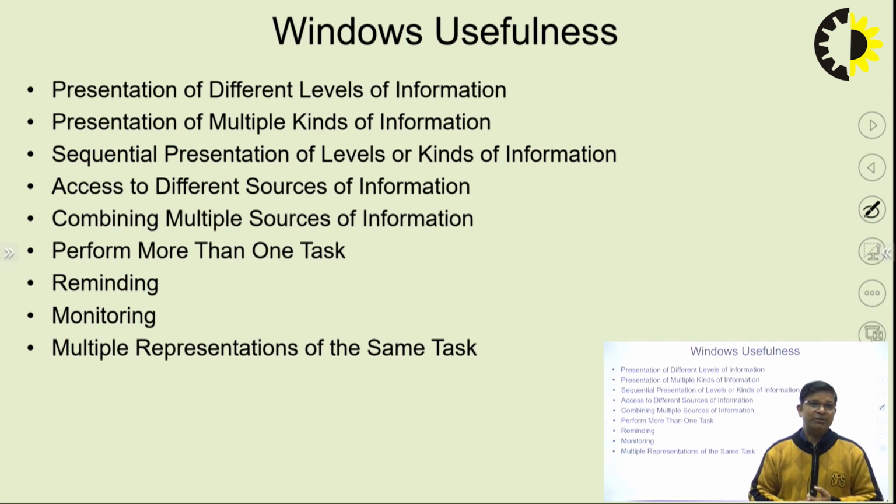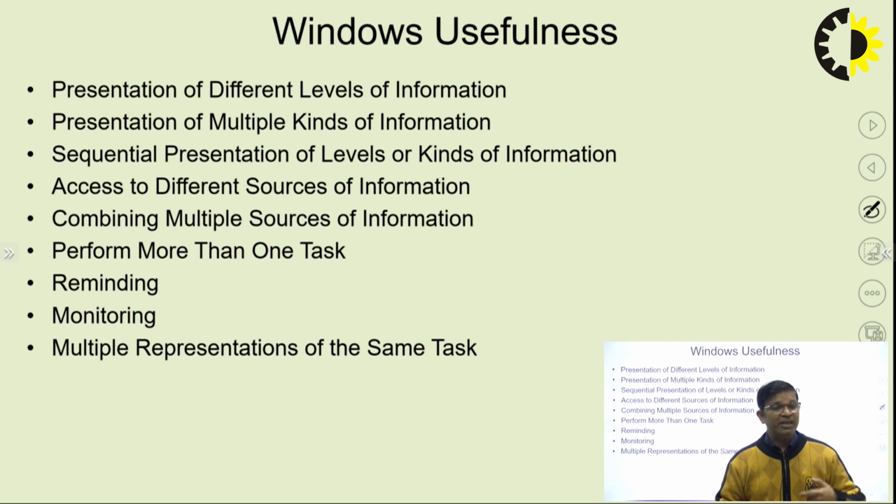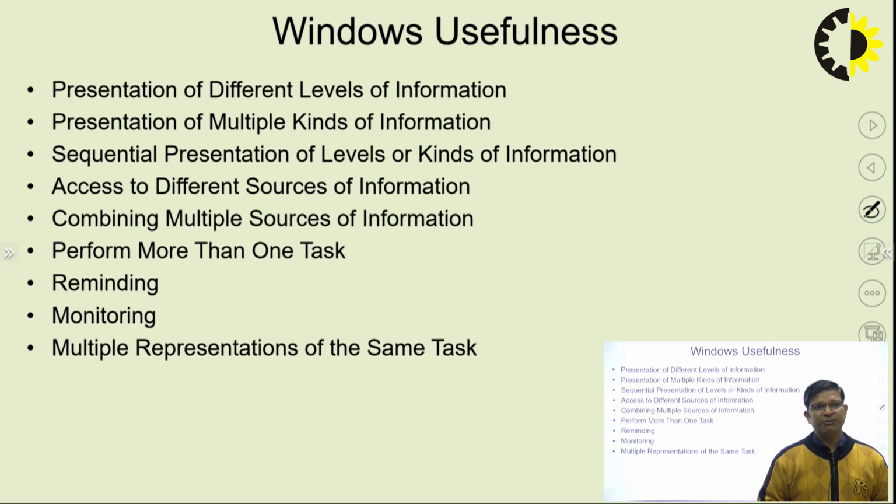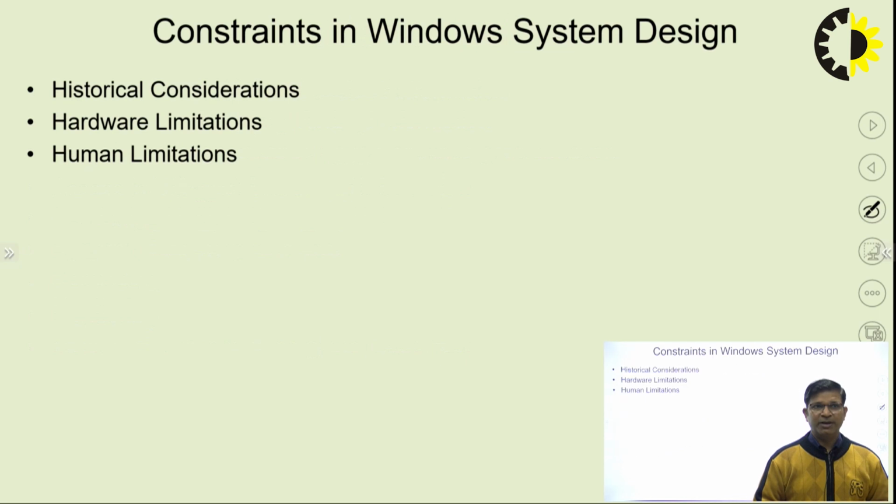Sequential presentation of levels of information, access of different sources of information. For example, if we are accessing information about the organization, we can access that particular information. If we are accessing how to contact the organization, it will display the contact information. If we want to know how to reach that particular destination, it will show the map or route map. These are some important information that must be available on every website. Combining multiple sources of information, performing more than one task, reminding, monitoring, multiple representations of the same task also. So these are some window usefulness.